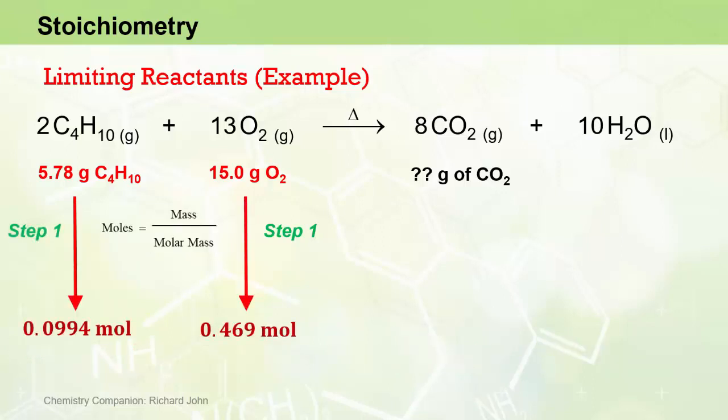So we have now carried out step 1 twice, and we've got 0.0994 moles of butane and 0.469 moles of oxygen. We can look at this number here and we can see that the moles of oxygen is significantly greater than the moles of butane. And so we might conclude that oxygen is therefore present in excess and that butane is the limiting reactant.